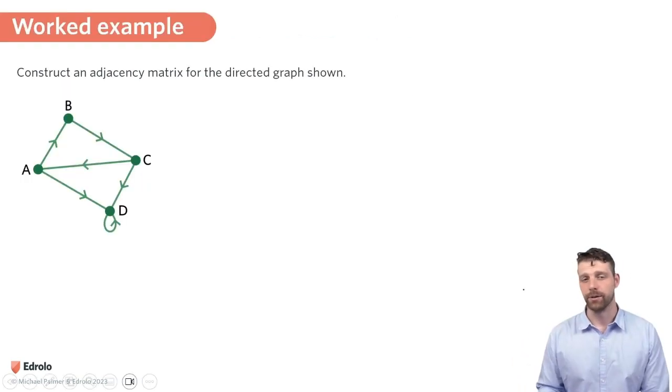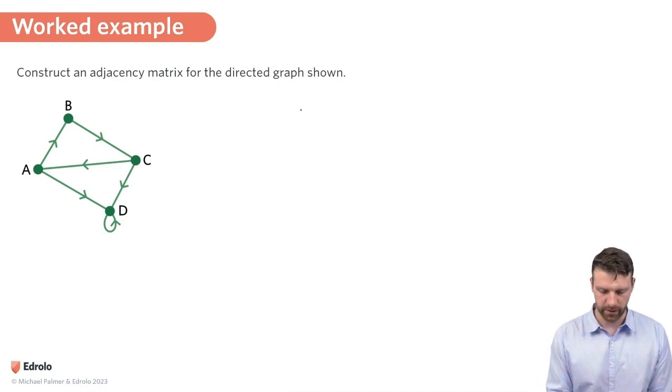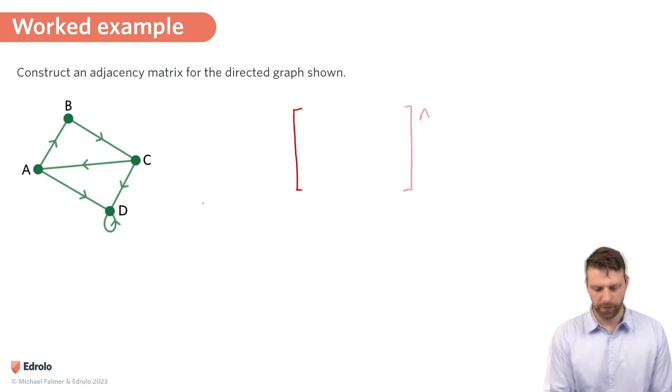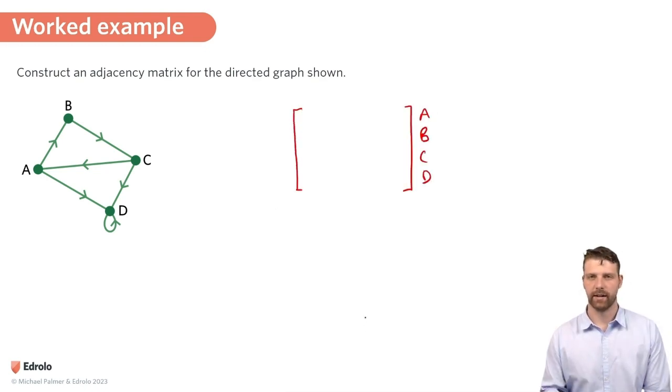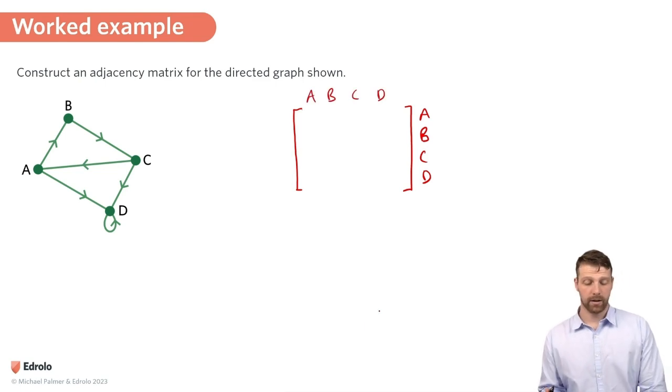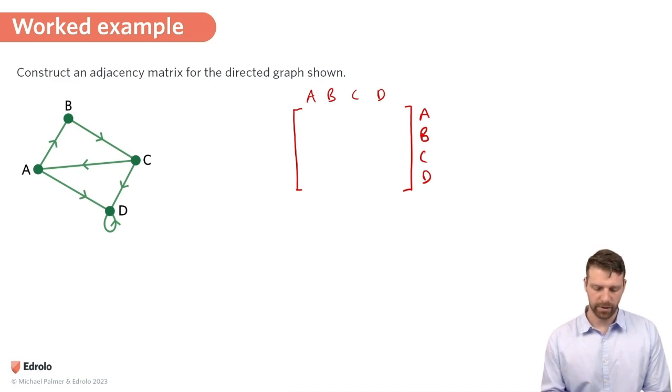Okay, here's a worked example. We're going to construct an adjacency matrix for the directed graph below. I've got a nice version, but we're going to draw one first, just do it bit by bit to show you how to do it. So I've got 4 vertices, A, B, C, D. And I'm going to put the same across the top. Okay, and I'm just going to look at my connections. So I can see I've got a loop in that bottom diagonal, so I'm just going to look out for that. Let's start with this first row.